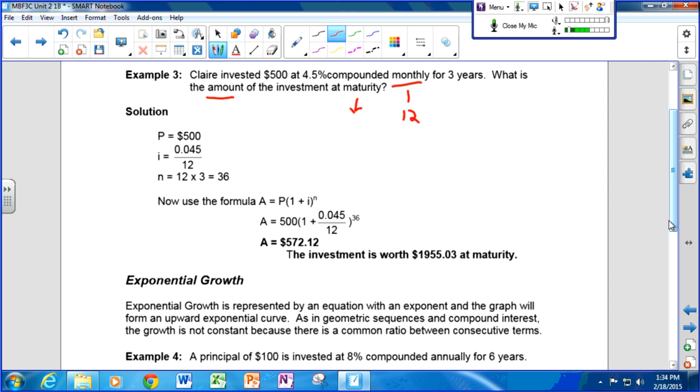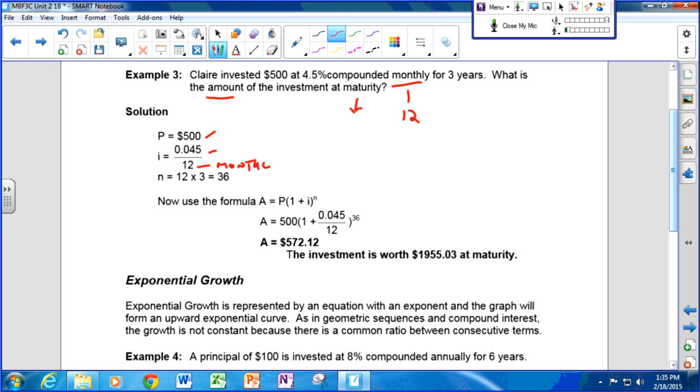Now, okay, so let's take a look at this. So the solution for this, we want to know what is the amount of the investment. So we have our principal. All right, the 4.5% is converted to a decimal, 0.045. And it's divided by 12 because it's compounded monthly. Okay, that means monthly.